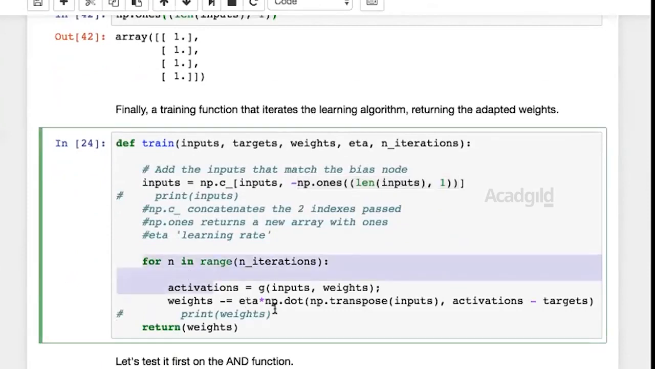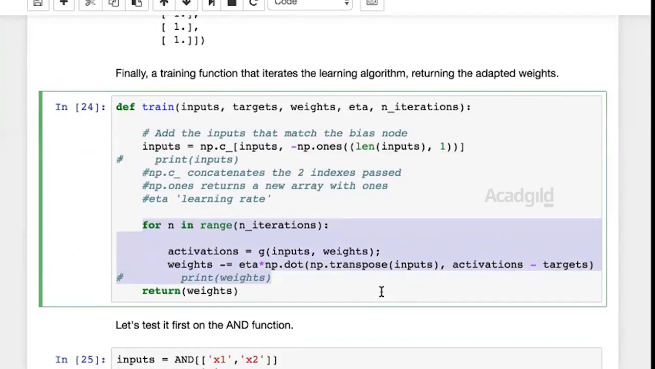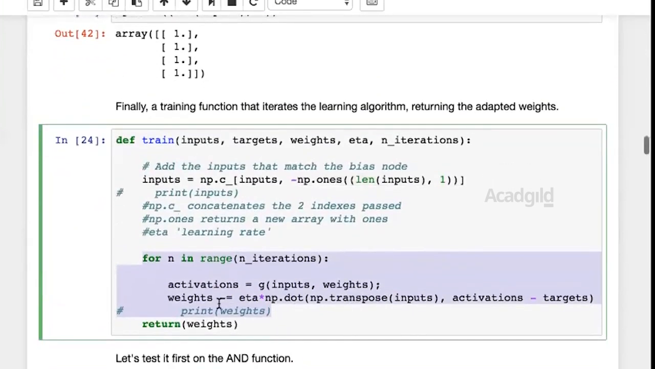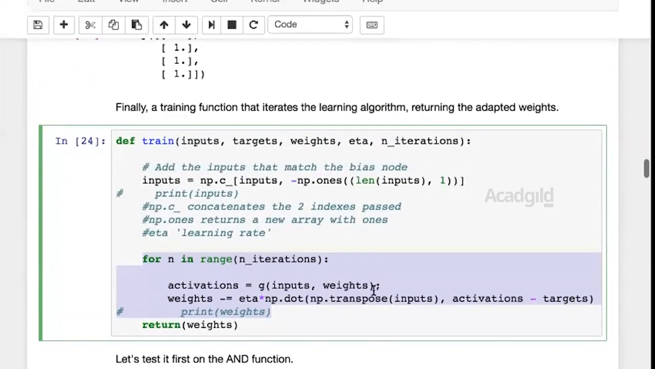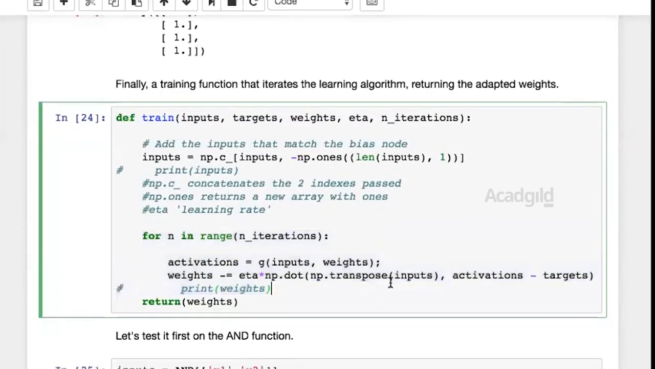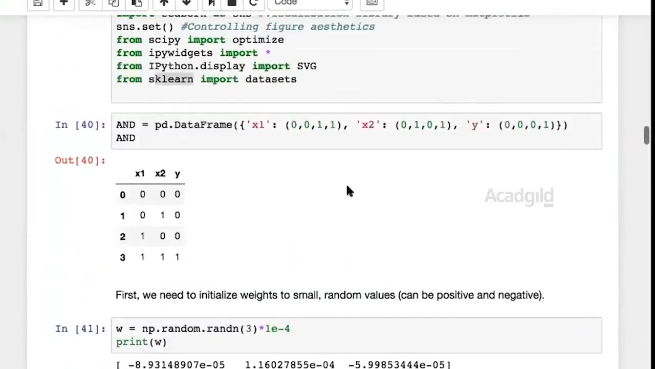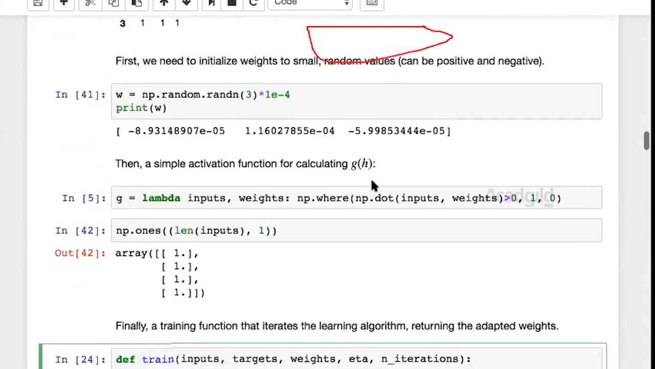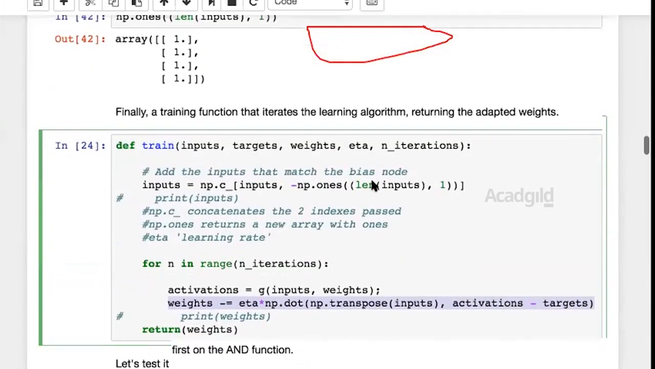Now the next step in that function is, for the number of iterations I give, I go back to my activation function, which is G of inputs and weights, and this is AND. Now, how do I update my weights? Remember the formula: weights is weights minus eta times the dot product of activation minus targets. This line is just simply this line. Just understand that I'm writing it right here. That's all this function does. And then I return my new updated weights.